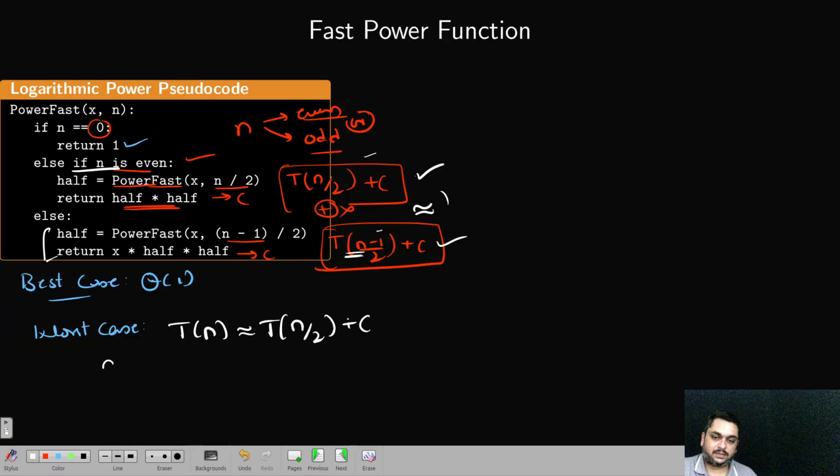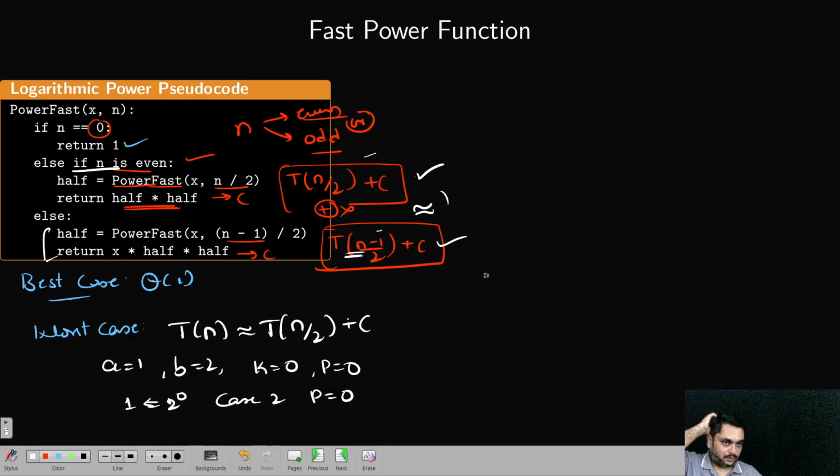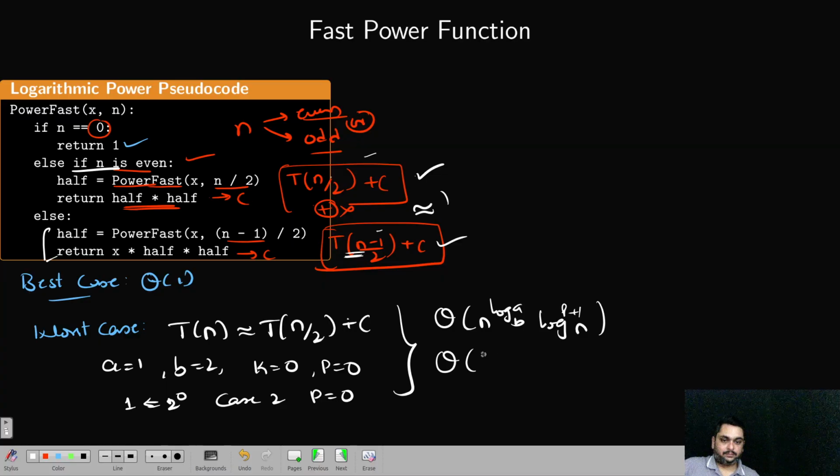Then you solve using Master's theorem. A equal to 1, b equal to 2, k equal to 0, p equal to 0. So 1 is equal to 2 power 0. So this is case 2 again, and p equal to 0. What will I get now? Master's theorem says theta of n power log a to the base b log p plus 1 n. Here log a to the base b again becomes 0. So n power 0 into log 0 plus 1 n, that is theta of log n. So this is the answer.